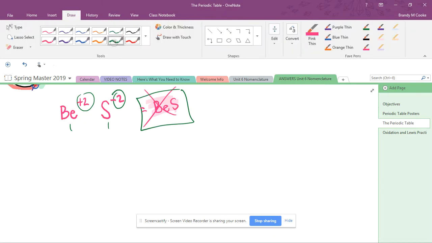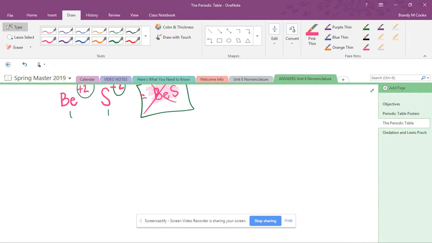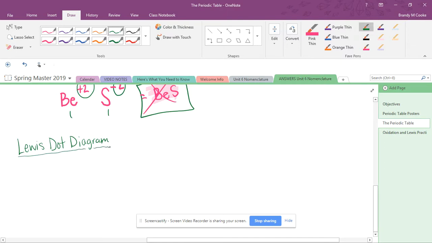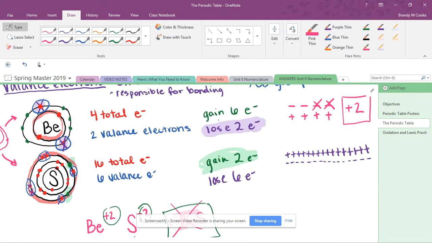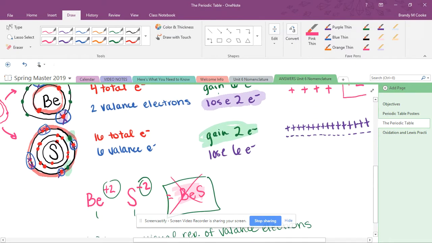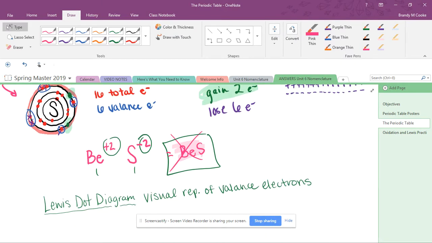Let's get my drawing tool here. Okay. So a Lewis diagram is a visual representation of valence electrons. Not to be confused with Bohr diagrams. These things here, those are Bohr diagrams. Bohr diagrams show all electrons.